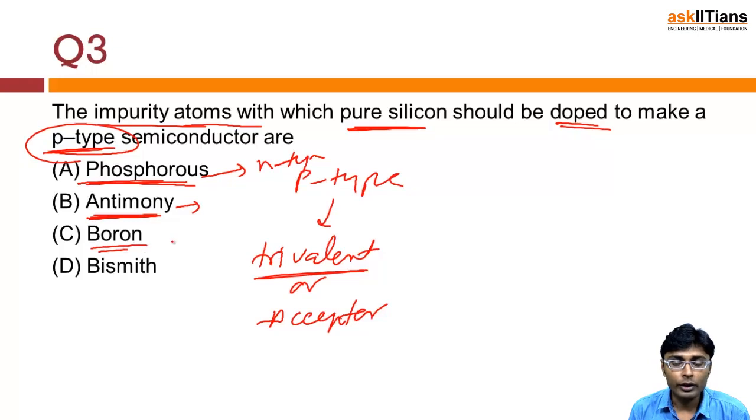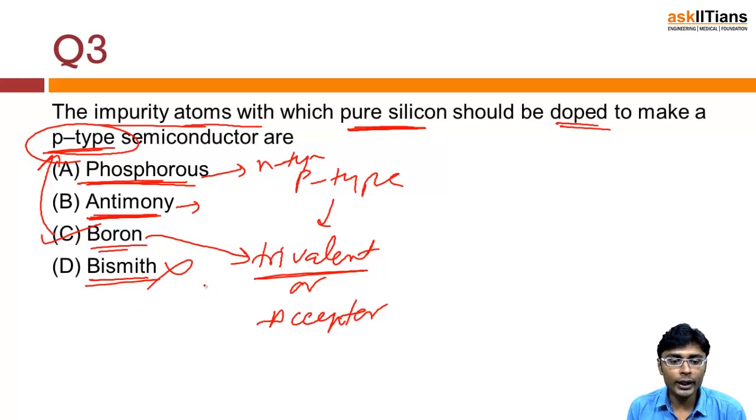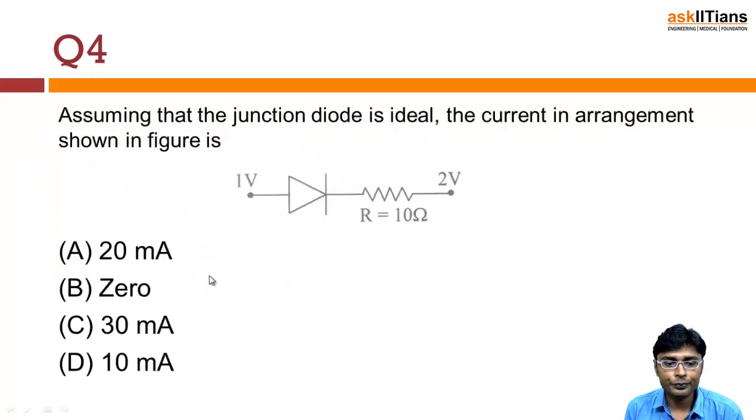Now if we see boron, yeah, boron is a trivalent impurity, and therefore if we dope this boron in the silicon semiconductor, then it will make that intrinsic semiconductor a p-type semiconductor. Therefore C is the correct answer. Let us also see option D, bismuth. Bismuth is again a pentavalent type of impurity. Therefore this will also not be useful in making the p-type semiconductor. Therefore the only correct answer is option C.